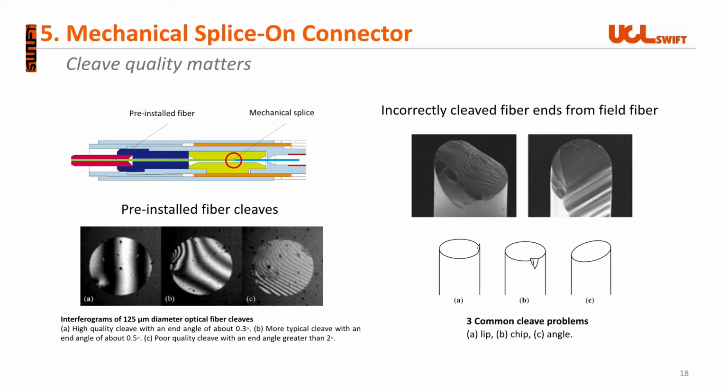The pre-cleaved fiber end in the stub is the most important factor to minimize attenuation. For example, the angle of the pre-cleaved fiber is a critical attribute to determine the quality of the connectivity. The cleaved fiber angle in figure C, on the left, will cause poor quality. Also, you can find incorrectly cleaved fiber ends from field fiber on the right. This will cause a connector failure at the subscriber's end.